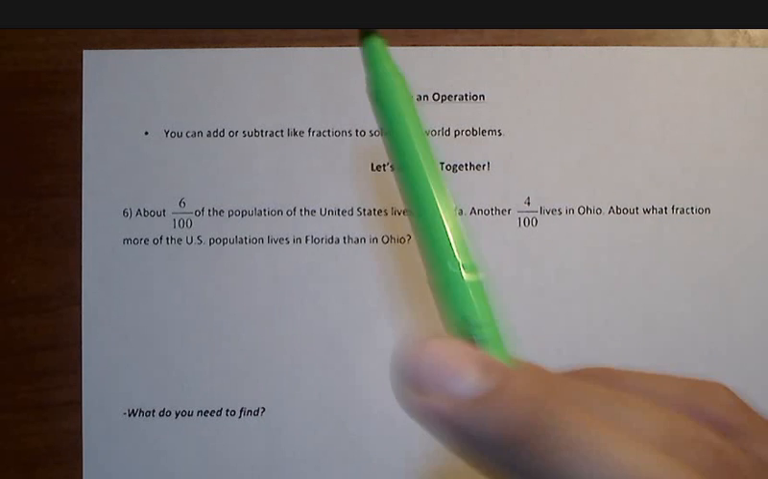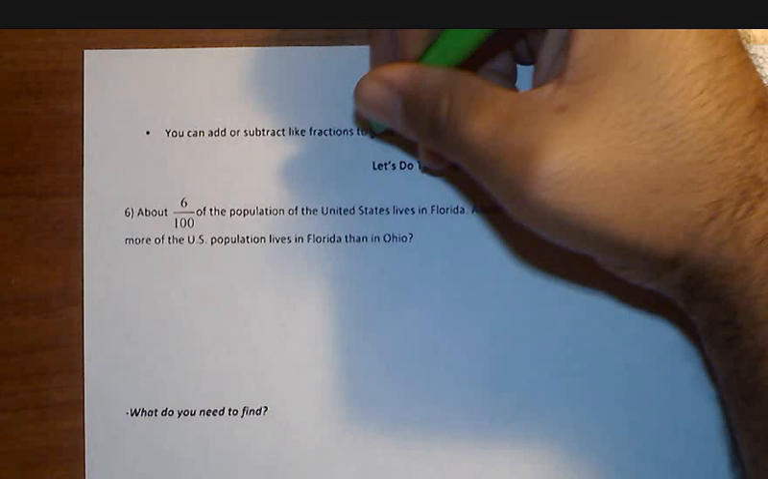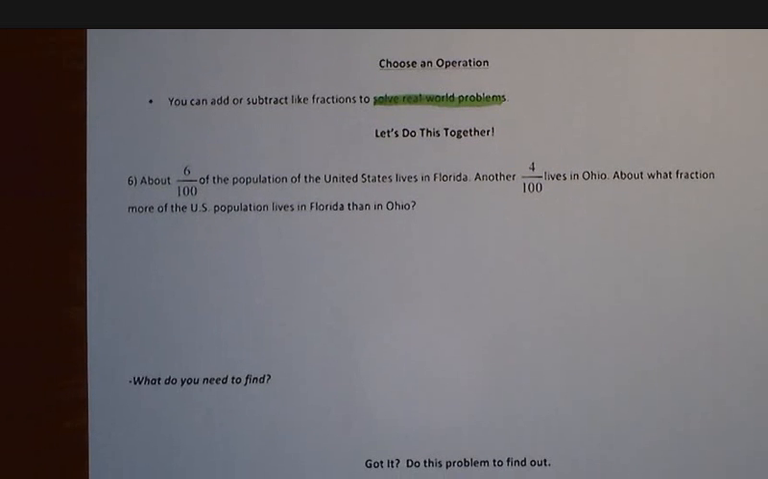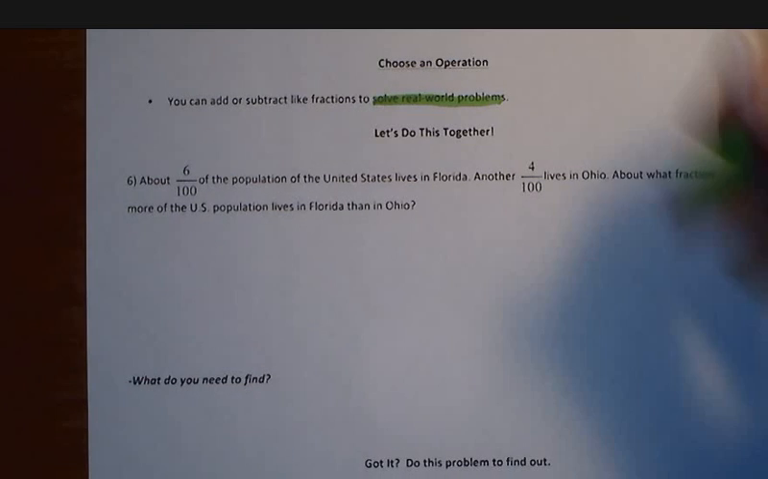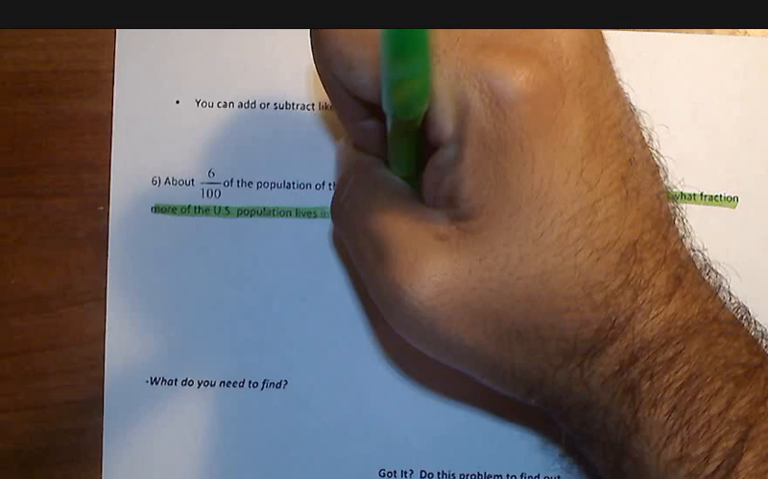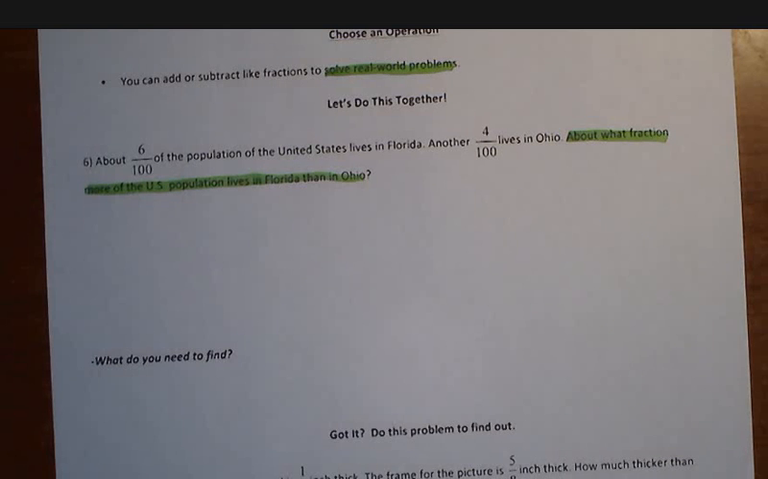About 6/100 of the population of the United States lives in Florida. Another 4/100 lives in Ohio. About what fraction more of the US population lives in Florida than Ohio? So the question is asking us, what do you need to find? Well, let's highlight this last part here. Basically what it's saying is we need to figure out what fraction more of the United States population lives in Florida than Ohio.